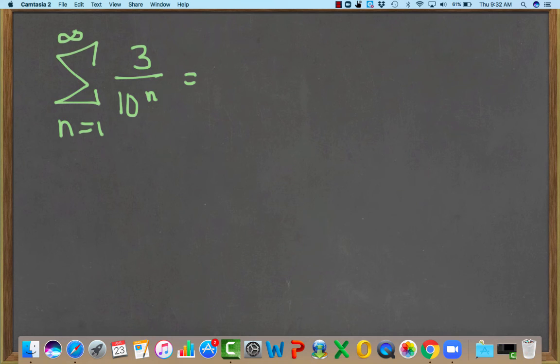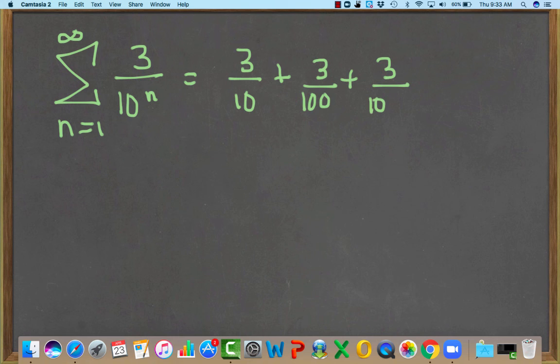Let's wrap up by considering this last sum. And notice that we go from n equals 1 to infinity. So we're finding the sum of the series. This would be an infinite sum. So let's substitute in some numbers. Put in 1, I get 3 over 10. Put in 2, I'm going to get 3 over 10 squared. That's 100. Then I'm going to get 3 over 1,000, 3 over 10,000, and so on.